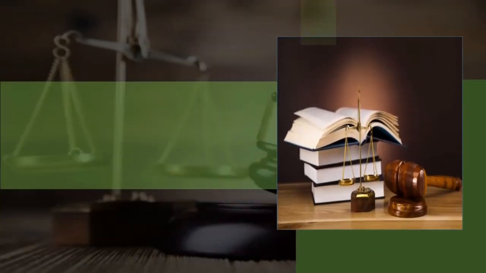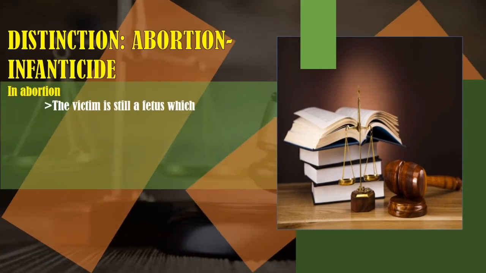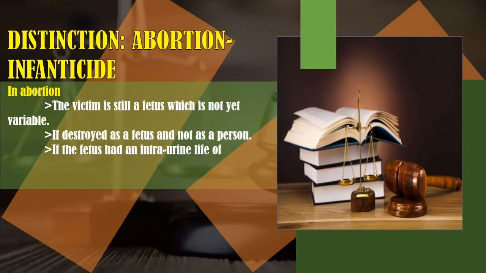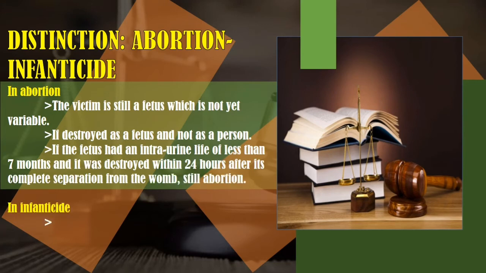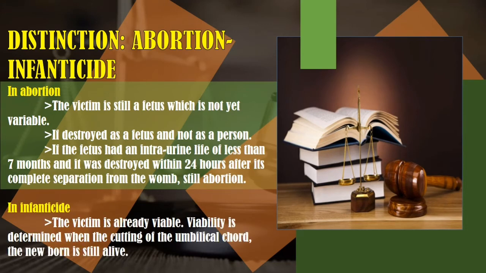Now let's distinguish abortion from infanticide. In abortion, class, the victim is still a fetus, which is not yet viable, so it is destroyed as a fetus and not as a person. But if the fetus had an intrauterine life of less than 7 months and it was destroyed within 24 hours after its complete separation from the womb, this is called still abortion.